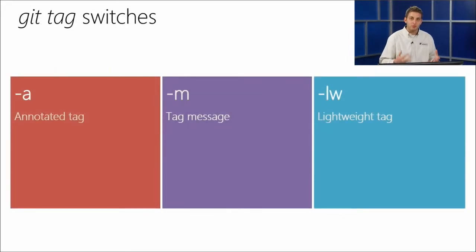So what are some common switches? The first one is -a, which basically depicts that this tag is going to be an annotated tag. -m is just like when we're doing git commit -m, we can just put the tag message right in there. And then lightweight tagging is -lw to specify that's a lightweight tag. By default, it'll just be an annotated tag.